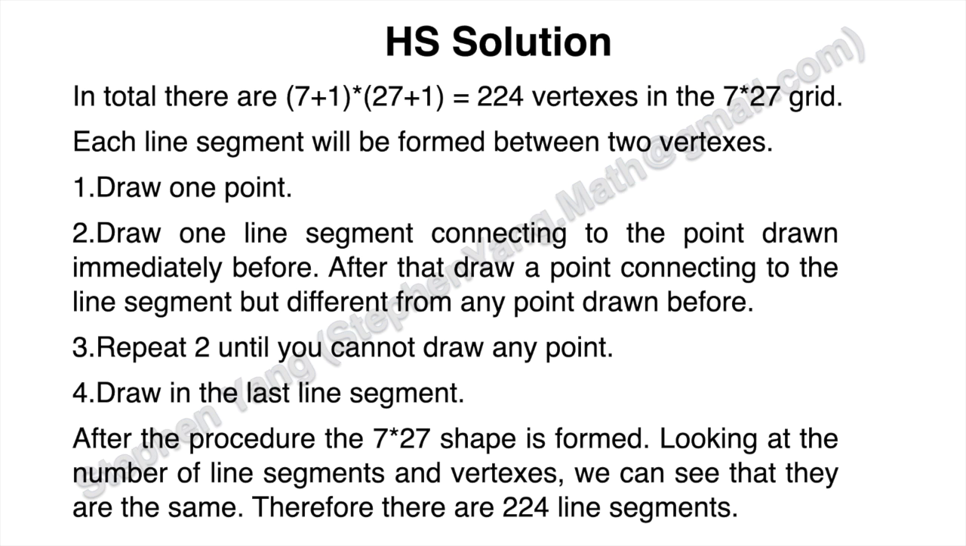Looking at the number of line segments and the vertices, we can see that they're the same. So then we will know that there are 224 line segments, which means the perimeter is 224.